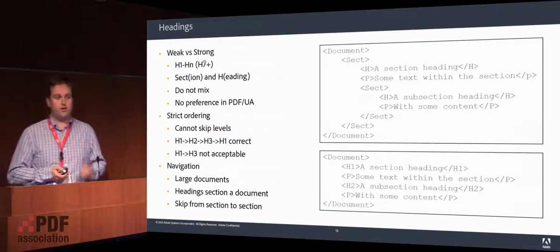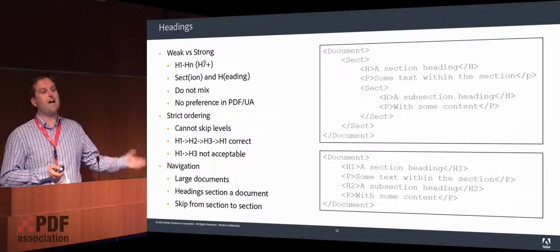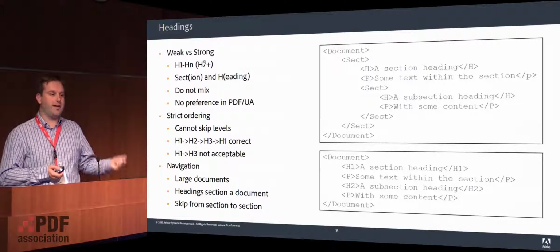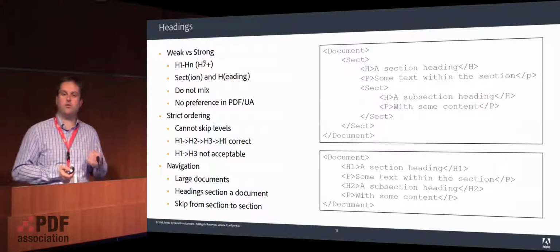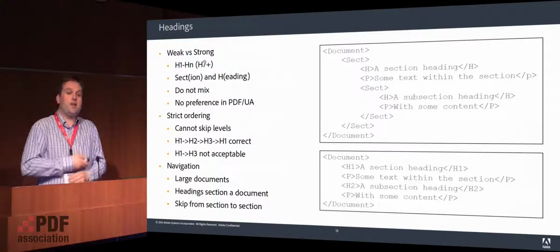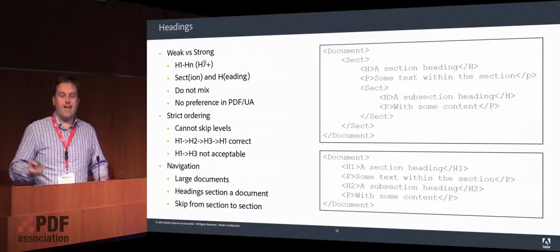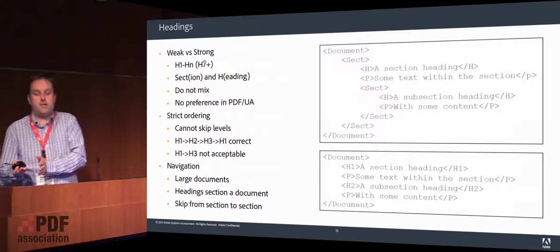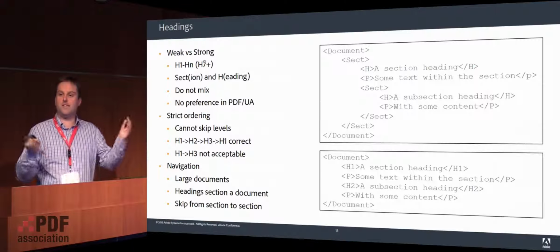PDF/UA mandates a strict ordering of headings. You can't jump down levels, so you can't jump from H1 to H3. You have to go through H1, H2, H3. You can have any number of H2s and H3s in a row. And you can always jump from an H4, for example, back to H1 because you're closing a section.